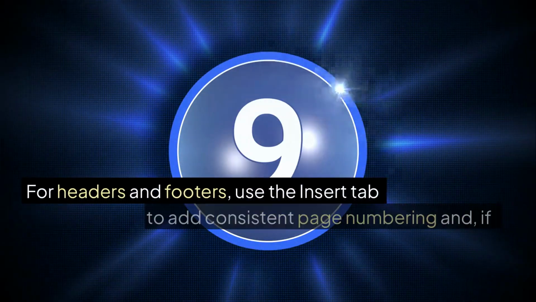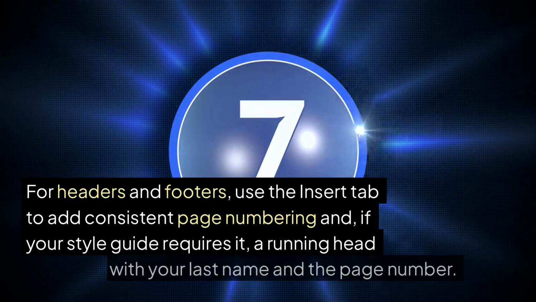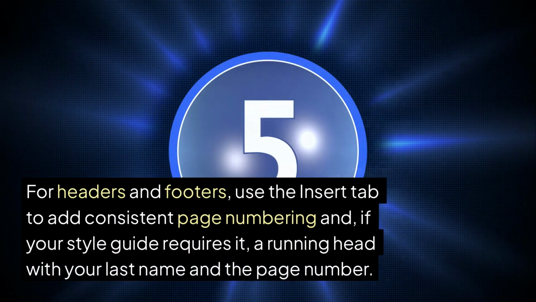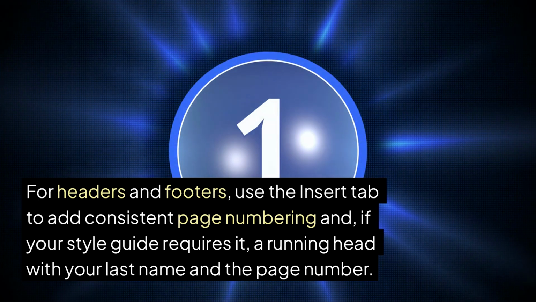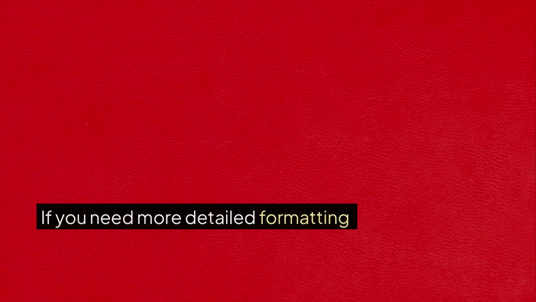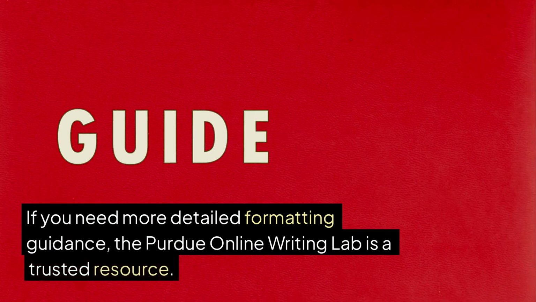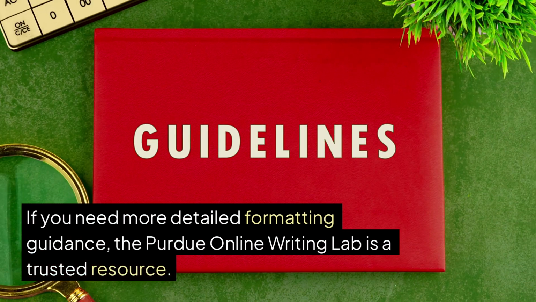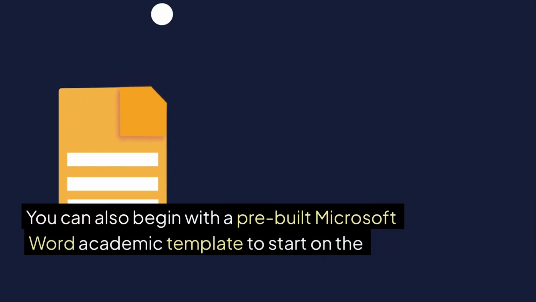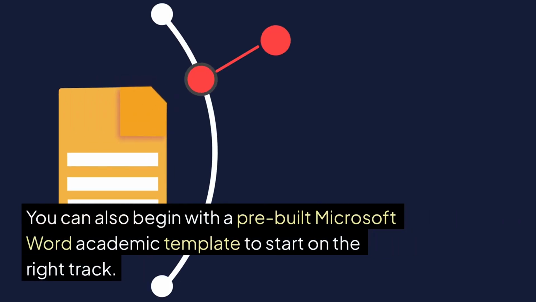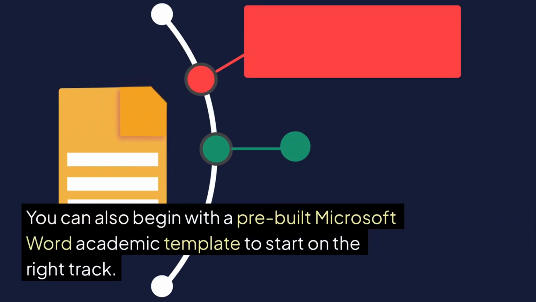For headers and footers, use the Insert tab to add consistent page numbering and, if your style guide requires it, a running head with your last name and the page number. If you need more detailed formatting guidance, the Purdue Online Writing Lab is a trusted resource. You can also begin with a pre-built Microsoft Word academic template to start on the right track.